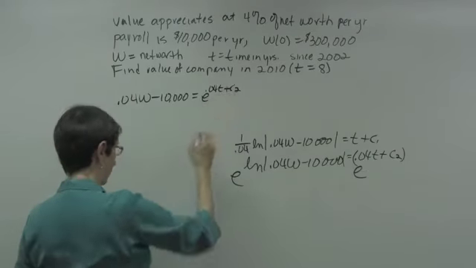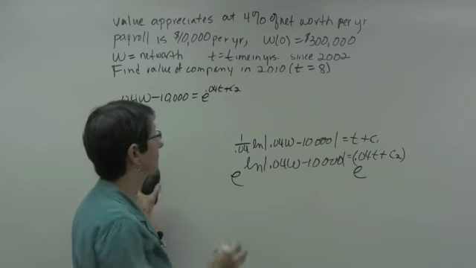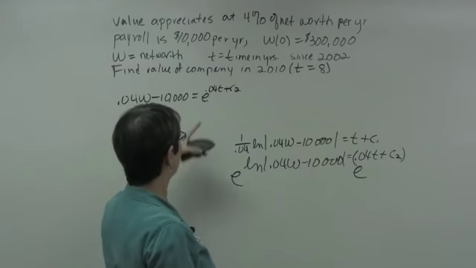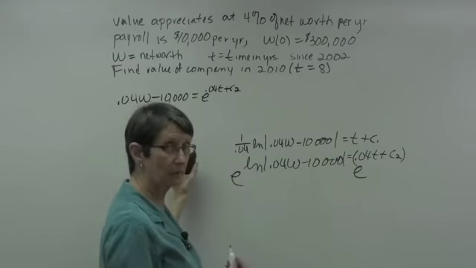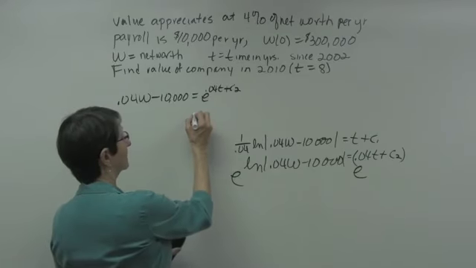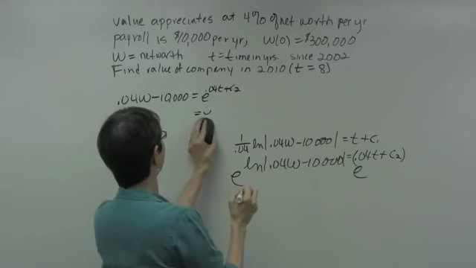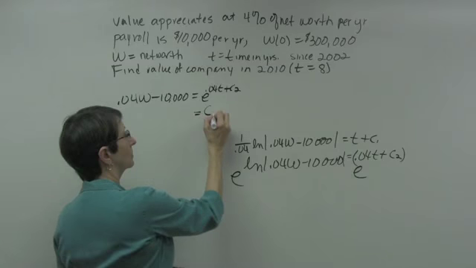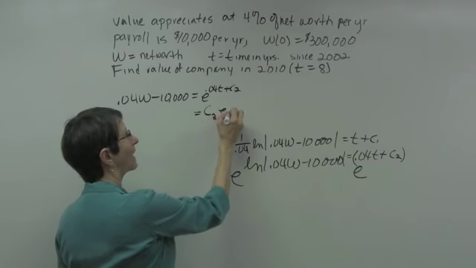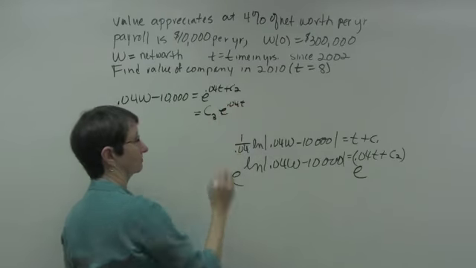Now, e to the 0.04 T plus C2 can be broken up, like we did in a previous example, and this side can be written as C3 times e to the 0.04 T.